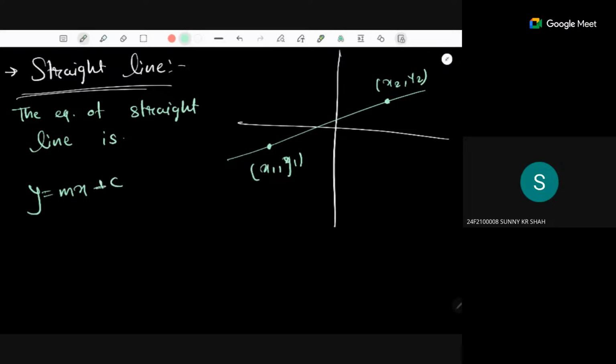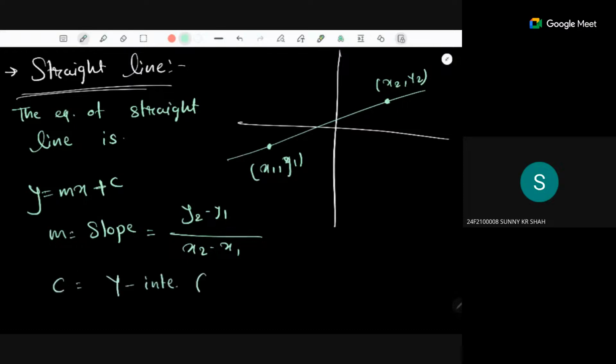What is m here? m is nothing but the slope of a straight line. And what is a slope? Slope means the change in y related to the change in x. That means if we have 2 points on the straight line, x1 y1 and x2 y2, then the change in y is y2 minus y1, divided by the change in x, that is x2 minus x1. We can use this formula to find the slope of any straight line. And what is c here? c is nothing but the y-intercept.